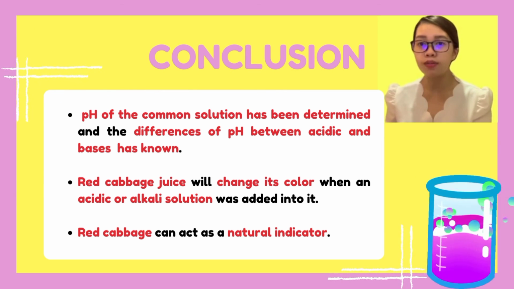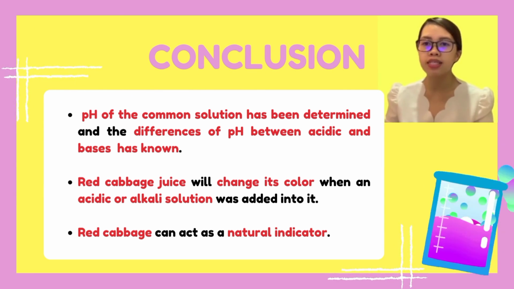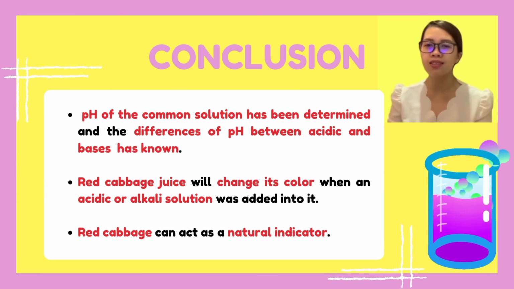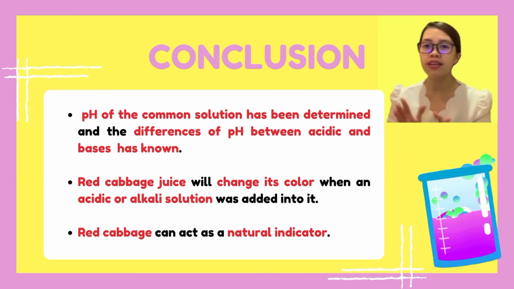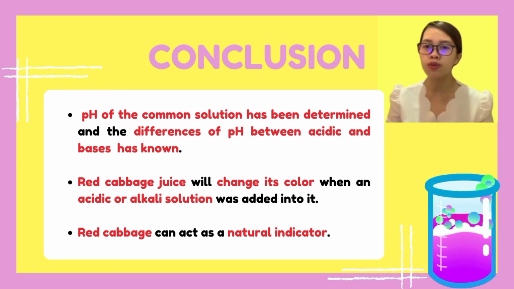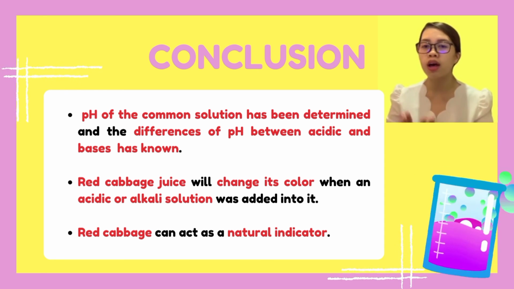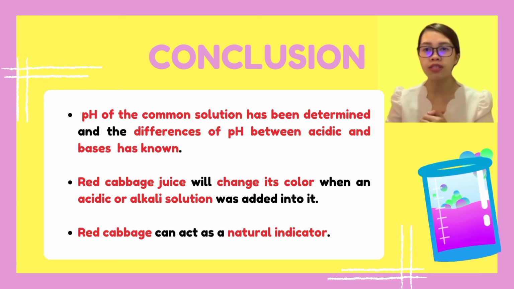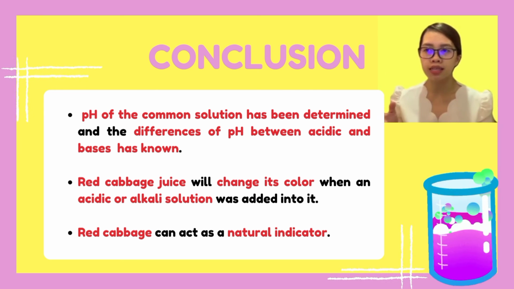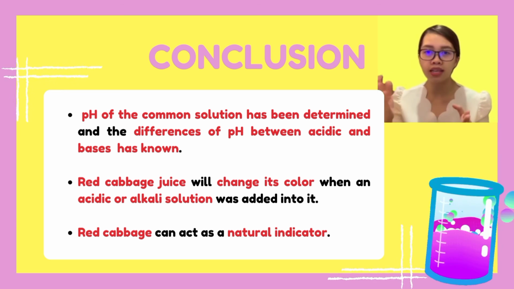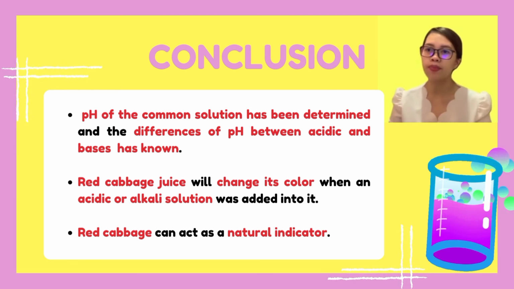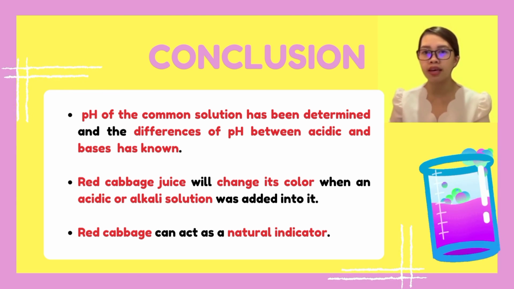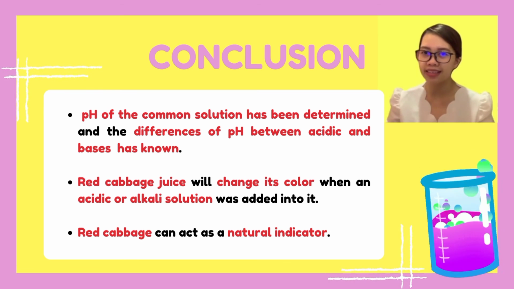In conclusion, the objective was achieved because the pH of common solutions has been determined, and the difference of pH between acidic and base can also be known. Red cabbage juice will change its color when an acidic or alkali solution is added into it. Red cabbage can also act as a natural indicator.